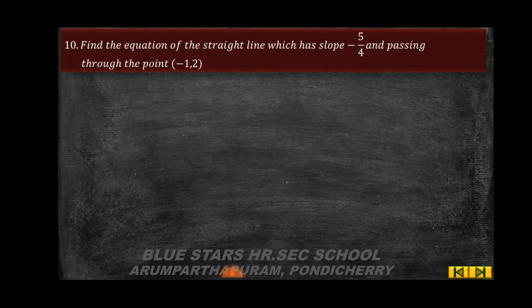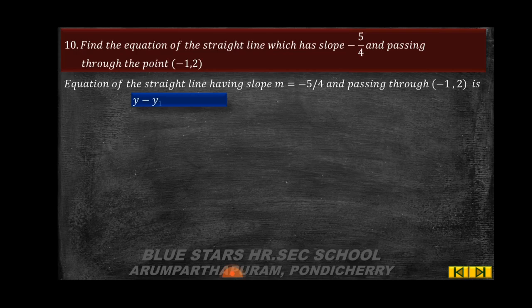Then problem number 10. Find the equation of the straight line which has slope -5 by 4 and passes through the point (-1, 2). So the equation of the straight line having slope m equal to -5 by 4 and passing through the point (-1, 2) is y - y1 is equal to m into (x - x1). So substitute the values in the formula.